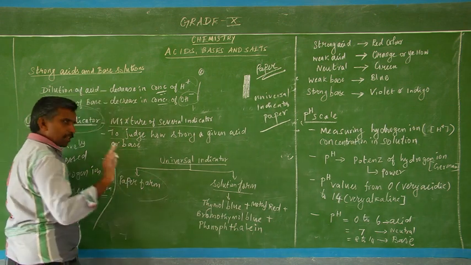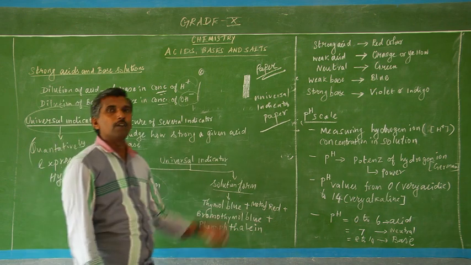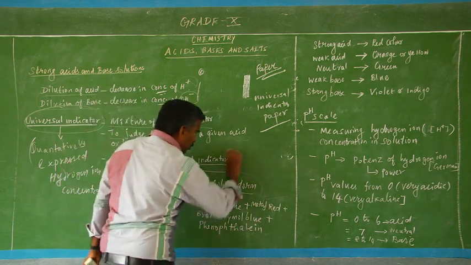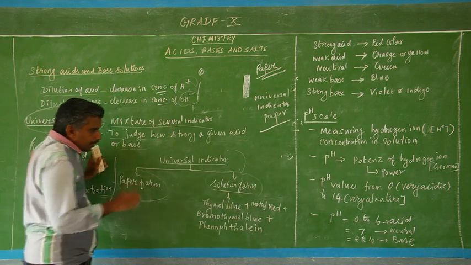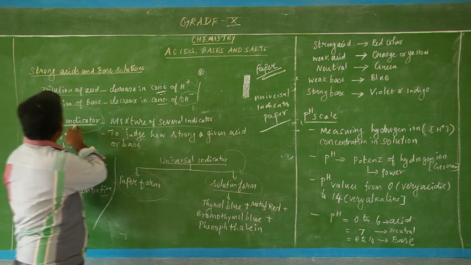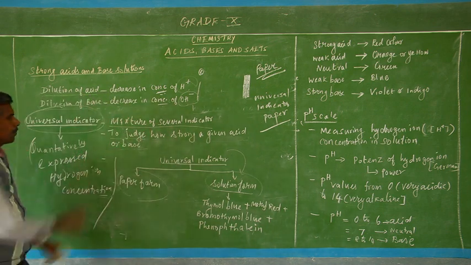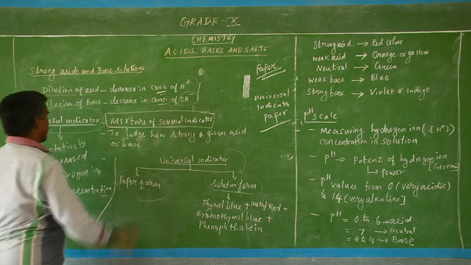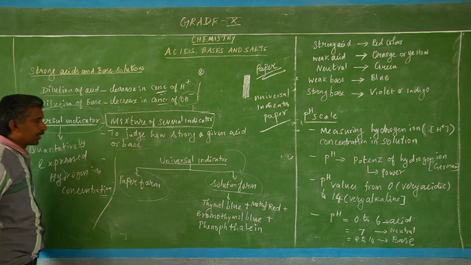So universal indicator is available in two forms. One is a paper form, another one is a solution form. The universal indicator solution is a combination of several indicators. Universal indicator means a mixture of several indicators.